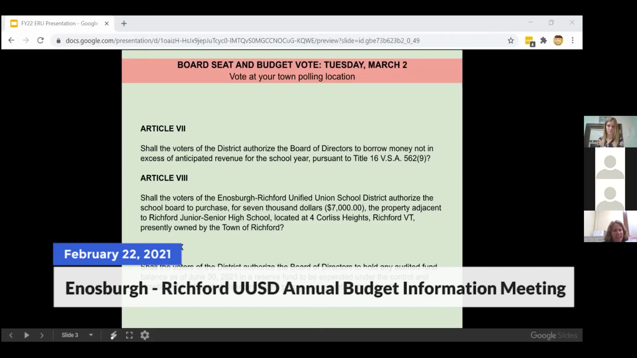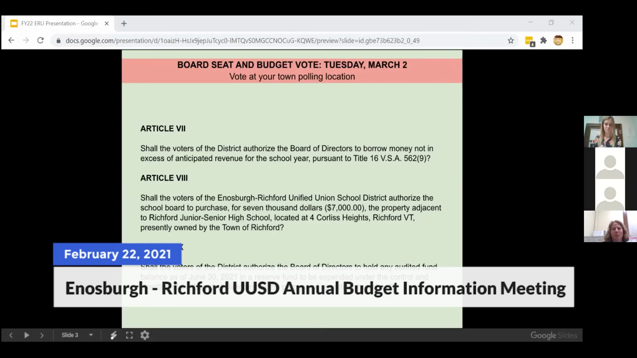And then Article 9. So this article gives the board the authority to hold any audited fund balance as of June 30th, 2021 in a reserve fund to be expended under the control and direction of the board for the purpose of operating the school. If you remember, in Article 7, we ask permission to borrow money.